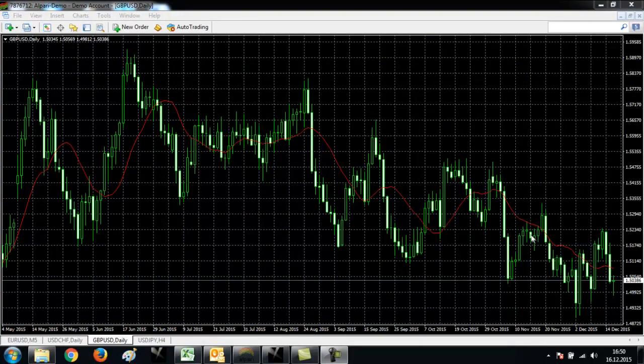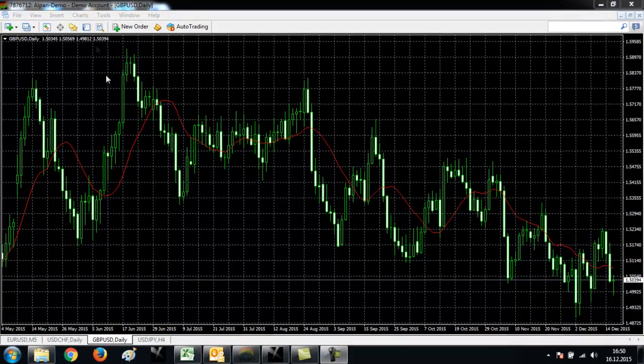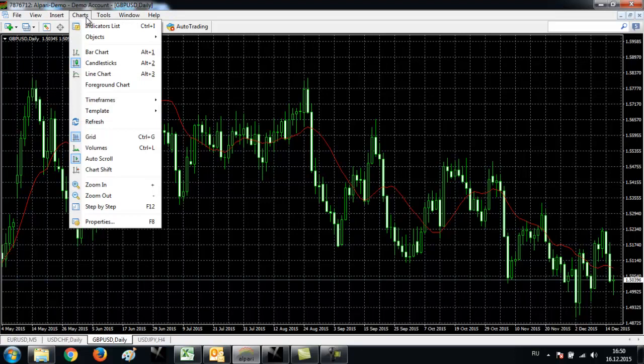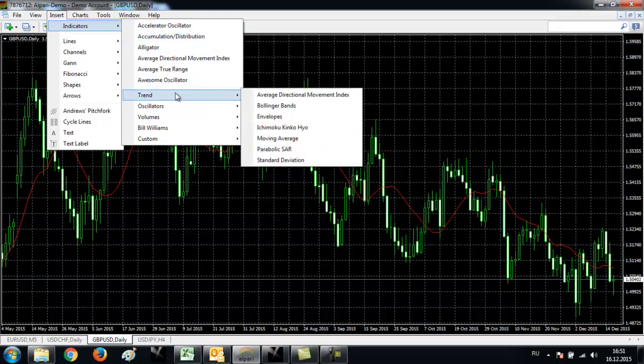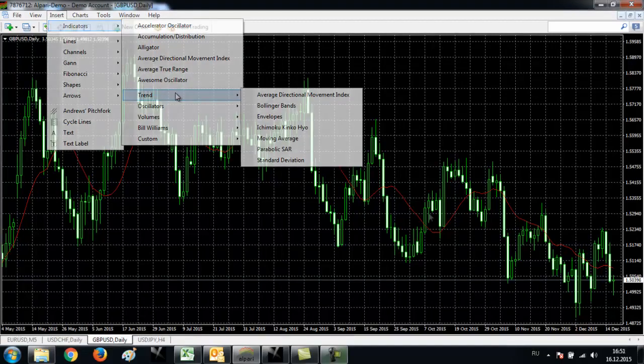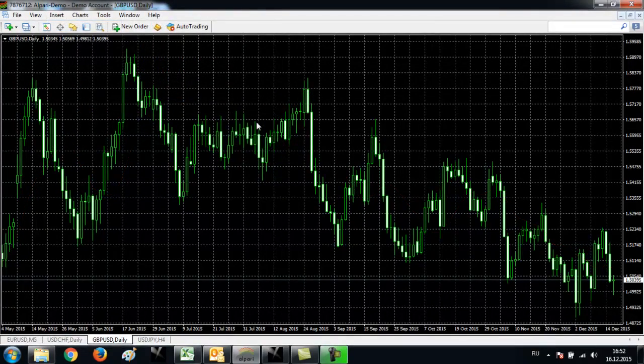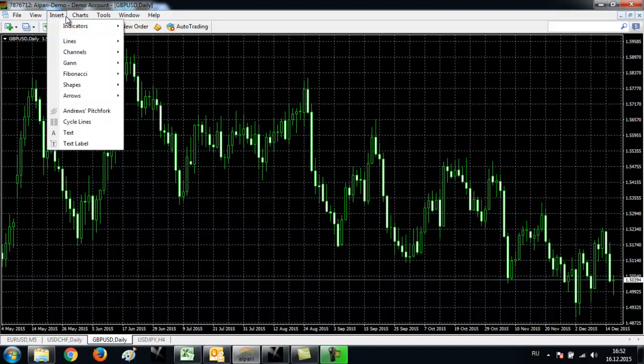Let us look at the daily chart of the British pound and dollar. To do this, you have a lot of opportunities in MetaTrader. For that, you can set various indicators: accelerator, oscillator, accumulation, distribution, trend indicators, and so forth. You can optimize a variety of data on indicators of the program depending on what is convenient for you.